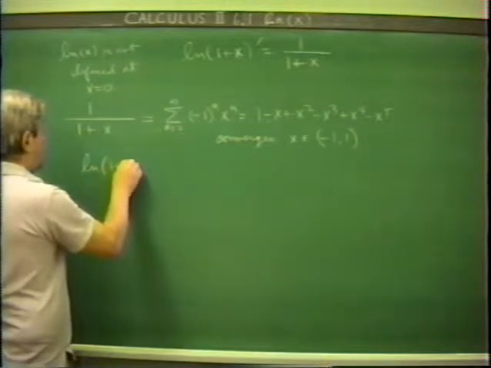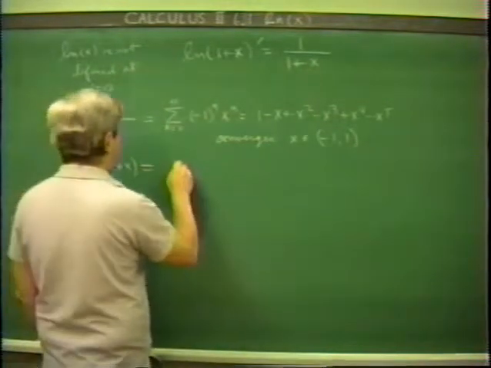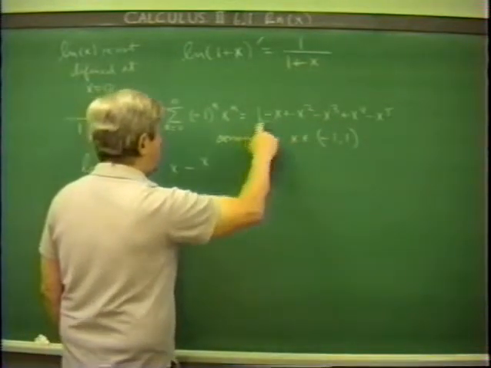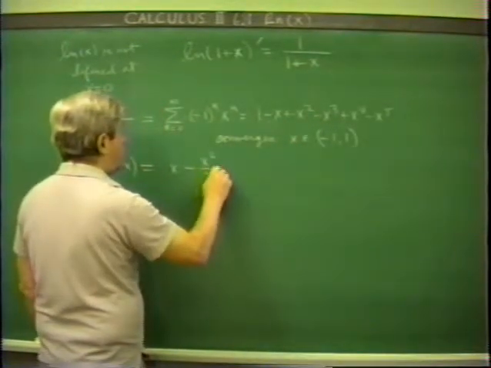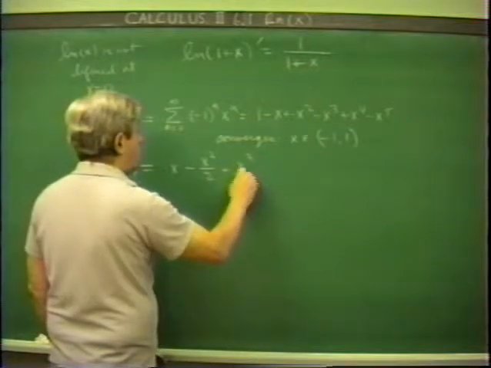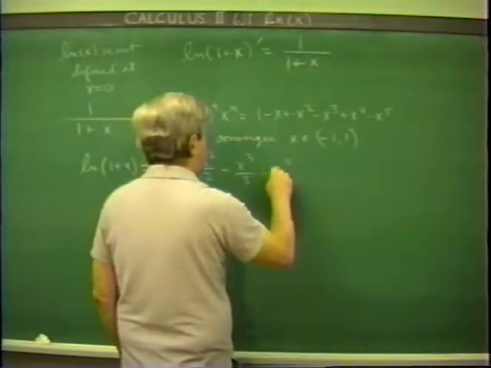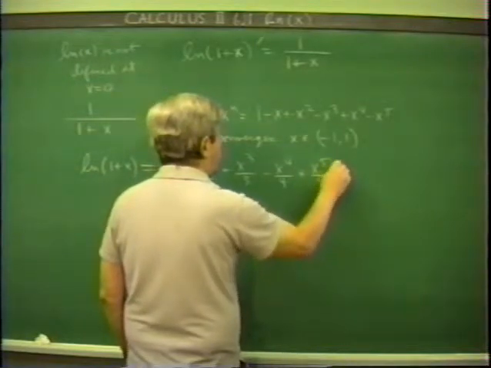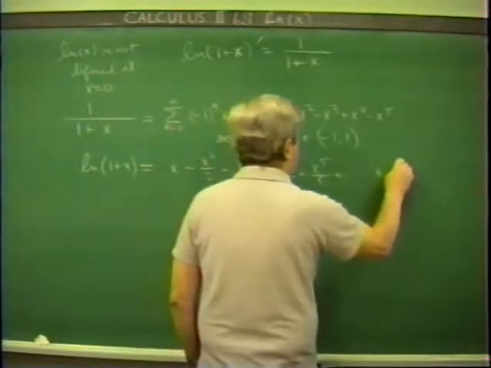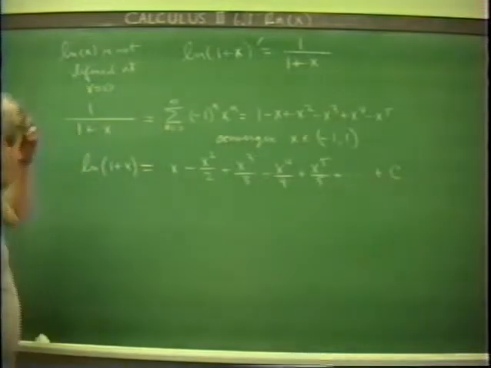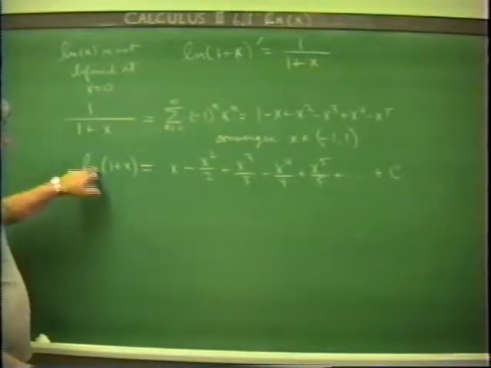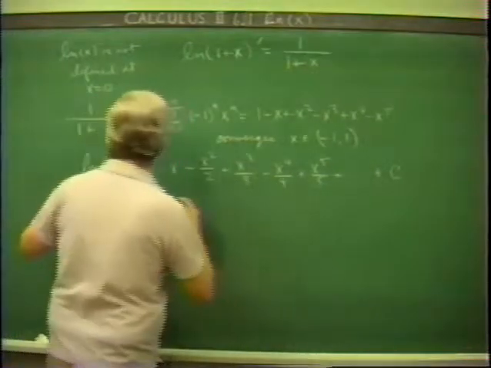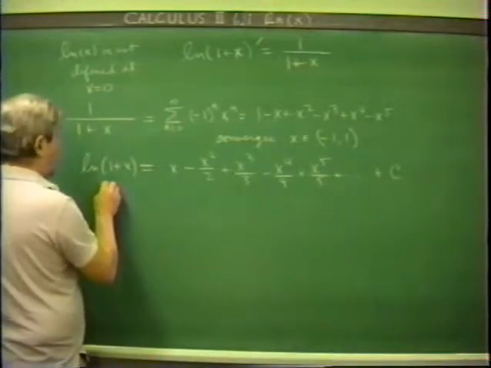Now, what we want to do is integrate this. So the log of 1 plus x is an antiderivative for this. So this is going to be x, and integrating we can do term by term here: minus x squared over 2 plus x cubed over 3 minus x to the fourth over 4 plus x to the fifth over 5 and so forth here, plus a constant. So this is going to be the antiderivative here of 1 over 1 plus x.